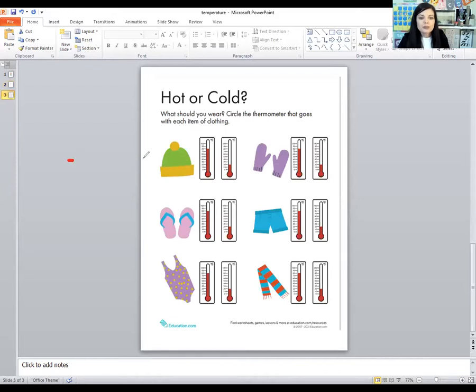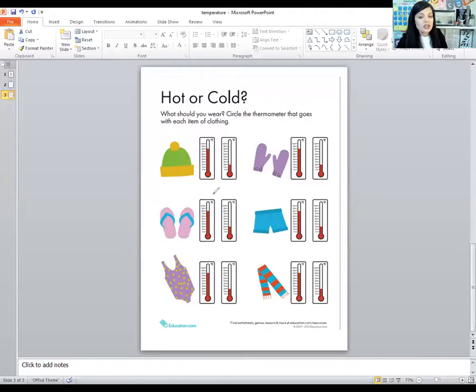But what about these? Let's take a look at the next slide. The first picture shows the picture of a hat. Do you wear this hat when it's hot or cold outside? We wear this hat when it's cold outside. Do you remember when the temperature is up or down? Which one means cold? When the temperature is down, that means cold. If the temperature is up, that means it's hot. So let's say that one more time. When the red part on the thermometer is down, that means it's cold. When the temperature or the red stuff inside the thermometer is up, that means it's super hot.